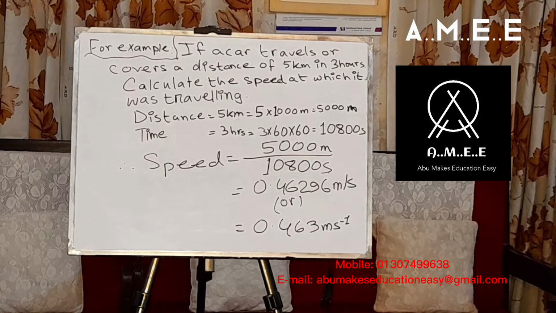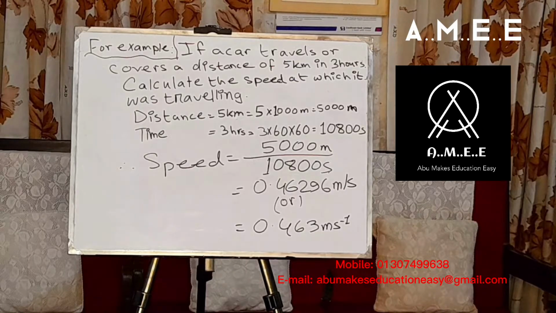V equals del x by del t, which means changing displacement by changing time. Now let us know what displacement is. Displacement is the distance between the final position and the initial position. Let me show you.